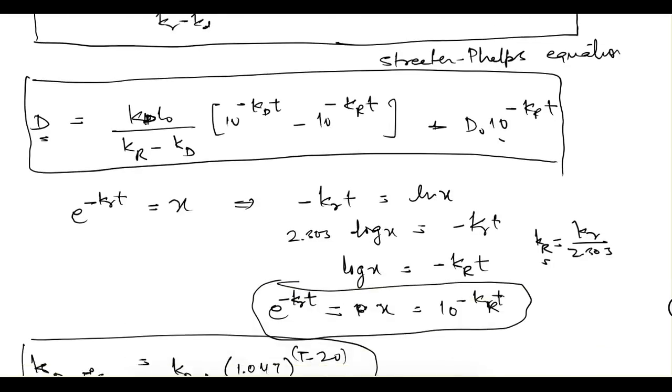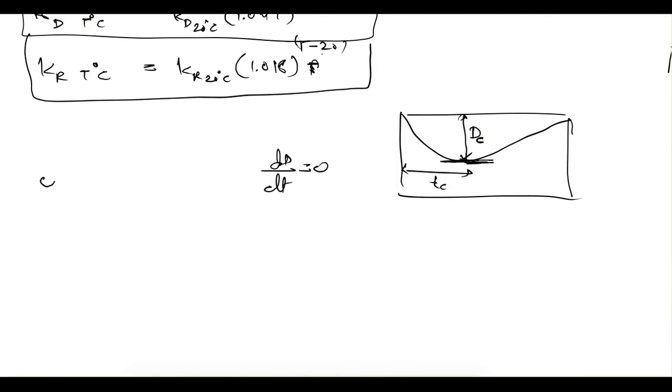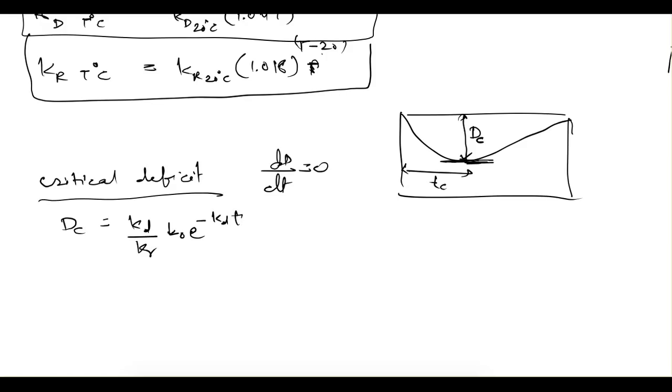Let me write here, critical deficit Dc is equal to kd upon kr into L naught e to the power minus kd into t. You can write it in base 10 also. Simply these will be capital and here base 10 will come.